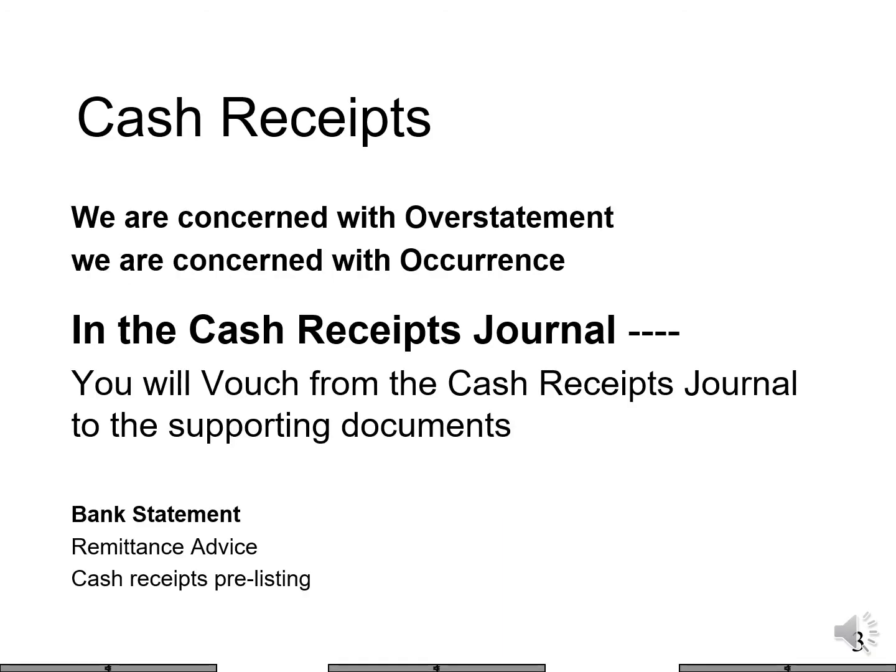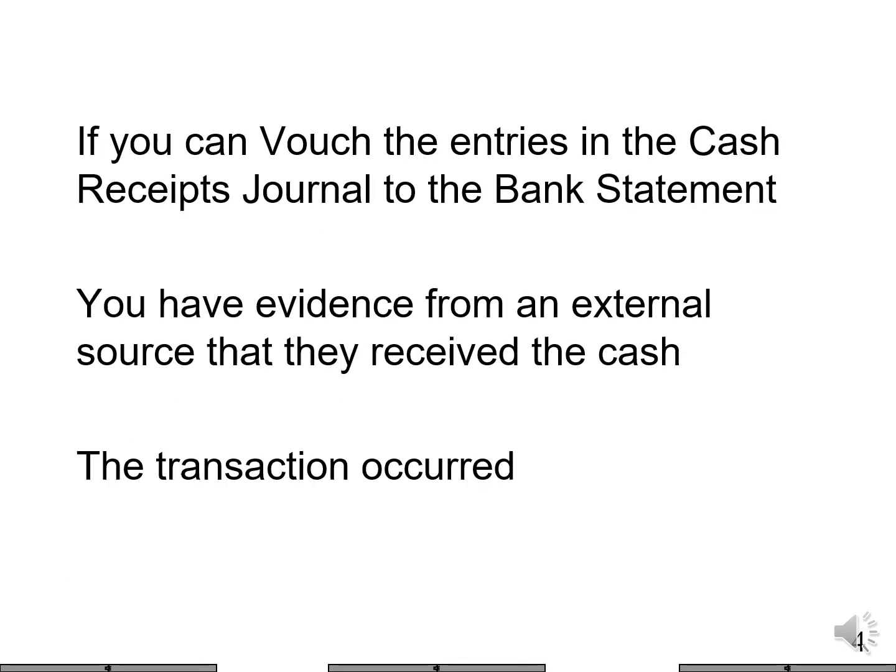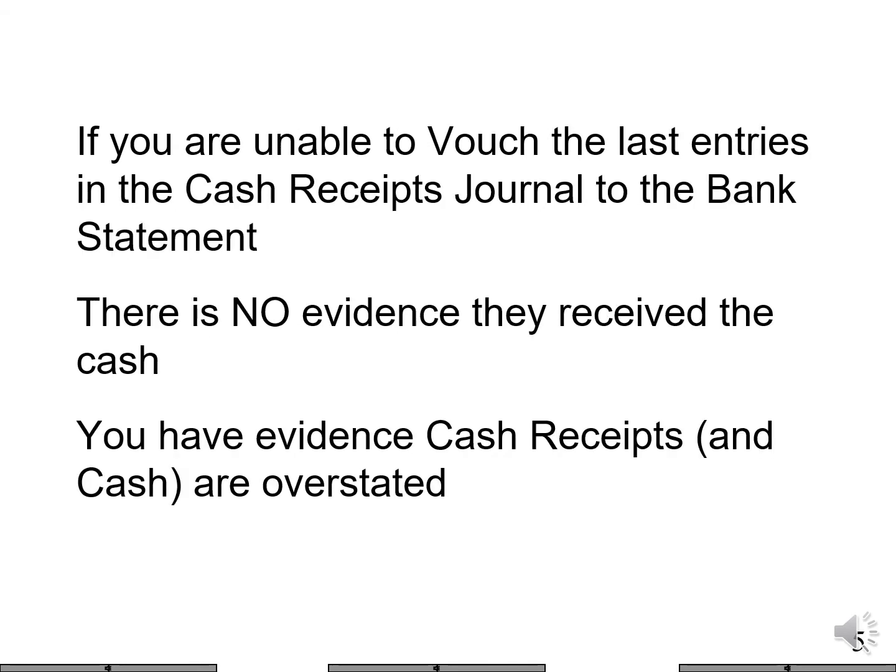Cash receipts during the year. We're concerned about overstatement. We're concerned about occurrence. We're going to vouch from the cash receipts journal to the bank statement. If you can vouch entries in the cash receipts journal to the bank statement, you have evidence from an external source that the transaction occurred and they actually received the cash. If you're unable to vouch the last entries in the cash receipts journal to the bank statement, then there's no evidence that they actually received the cash, and you would assume that cash receipts and cash are overstated.